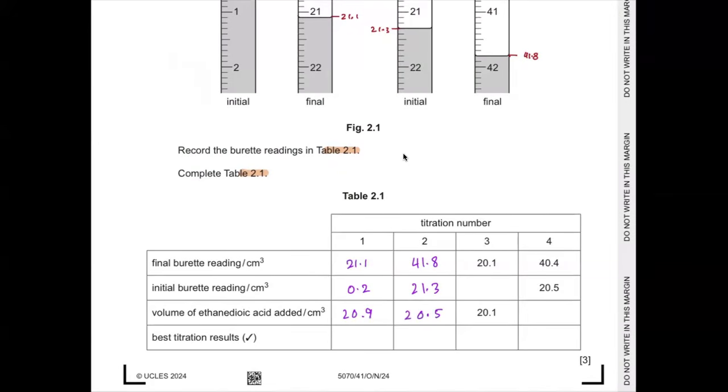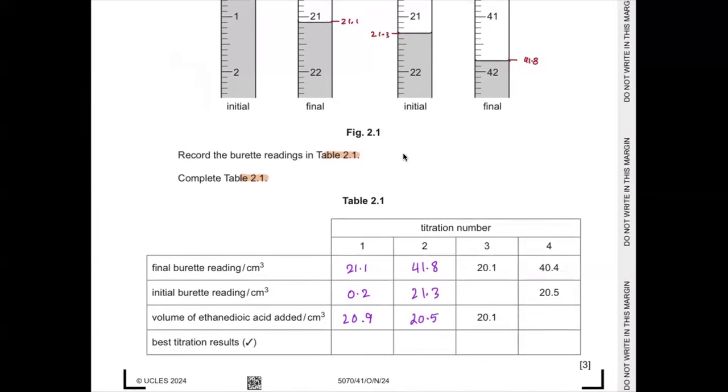20.5? And the final is 20 and the volume used is 20.1, both are the same. So it means the initial reading is 0. So you don't just write 0, you write 0.0. Do remember this. Okay. Then 19.9.